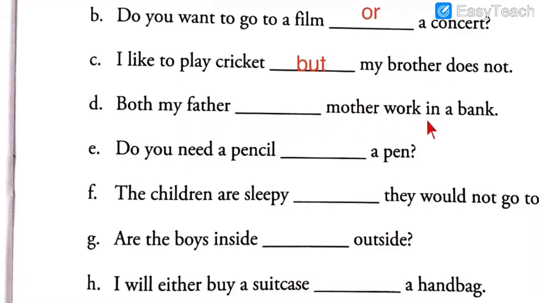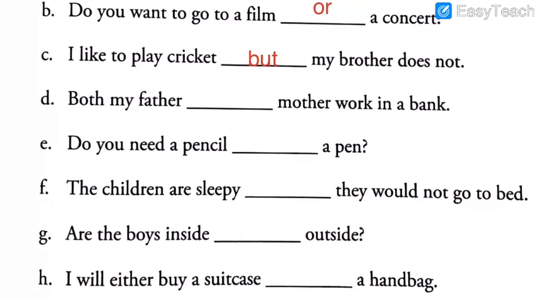Both my father dash mother work in a bank. Both my father and mother work in the bank will be the answer. Now, your duty is to understand why I have written and here. Both my father and mother work in the bank. Why have I written and here? Because father and mother both are working in the bank. Here the word both is already used to indicate that both of them are included in this activity. So if both is written, obviously and will come. Both me and my brother, both my father and mother. So when both is used, and is always used as a conjunction.